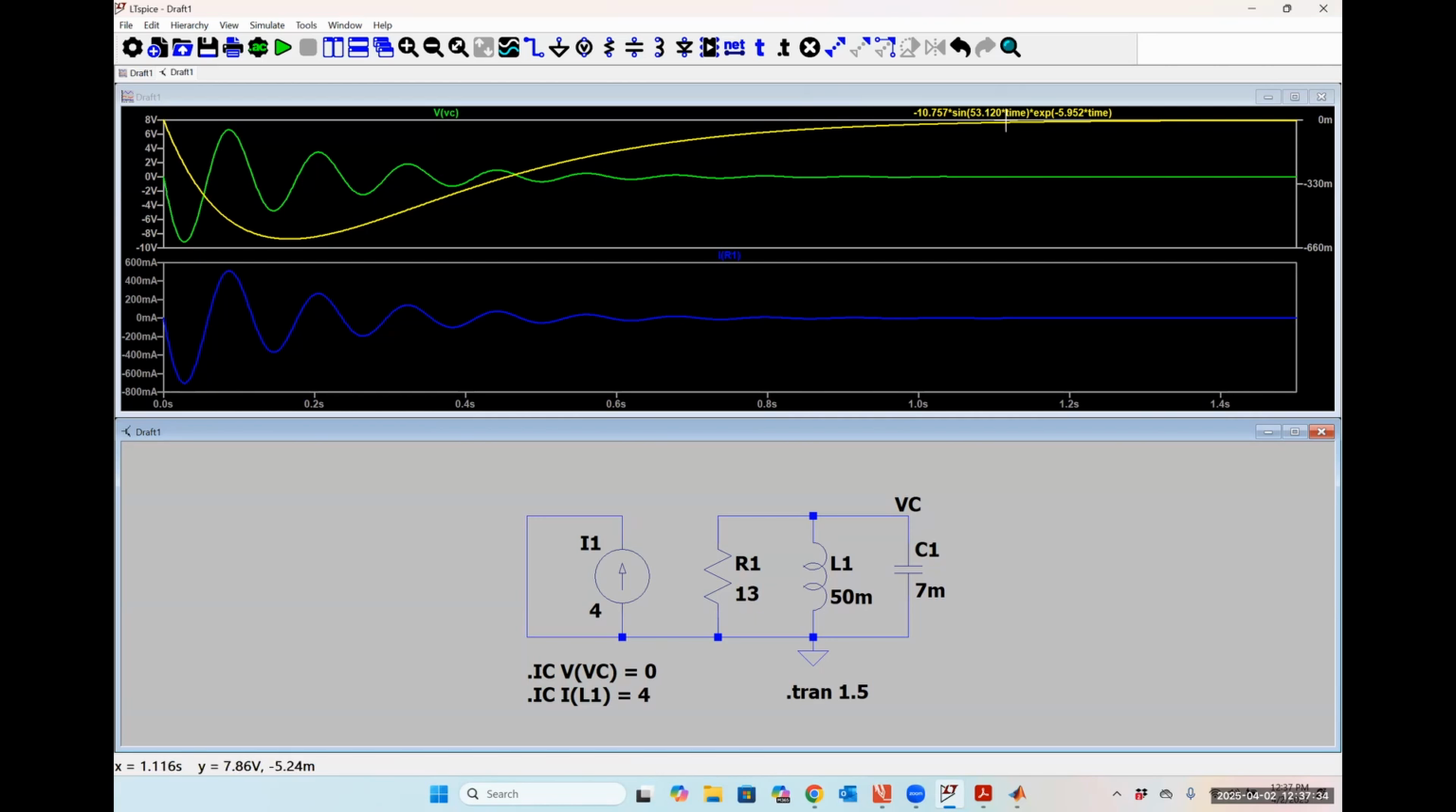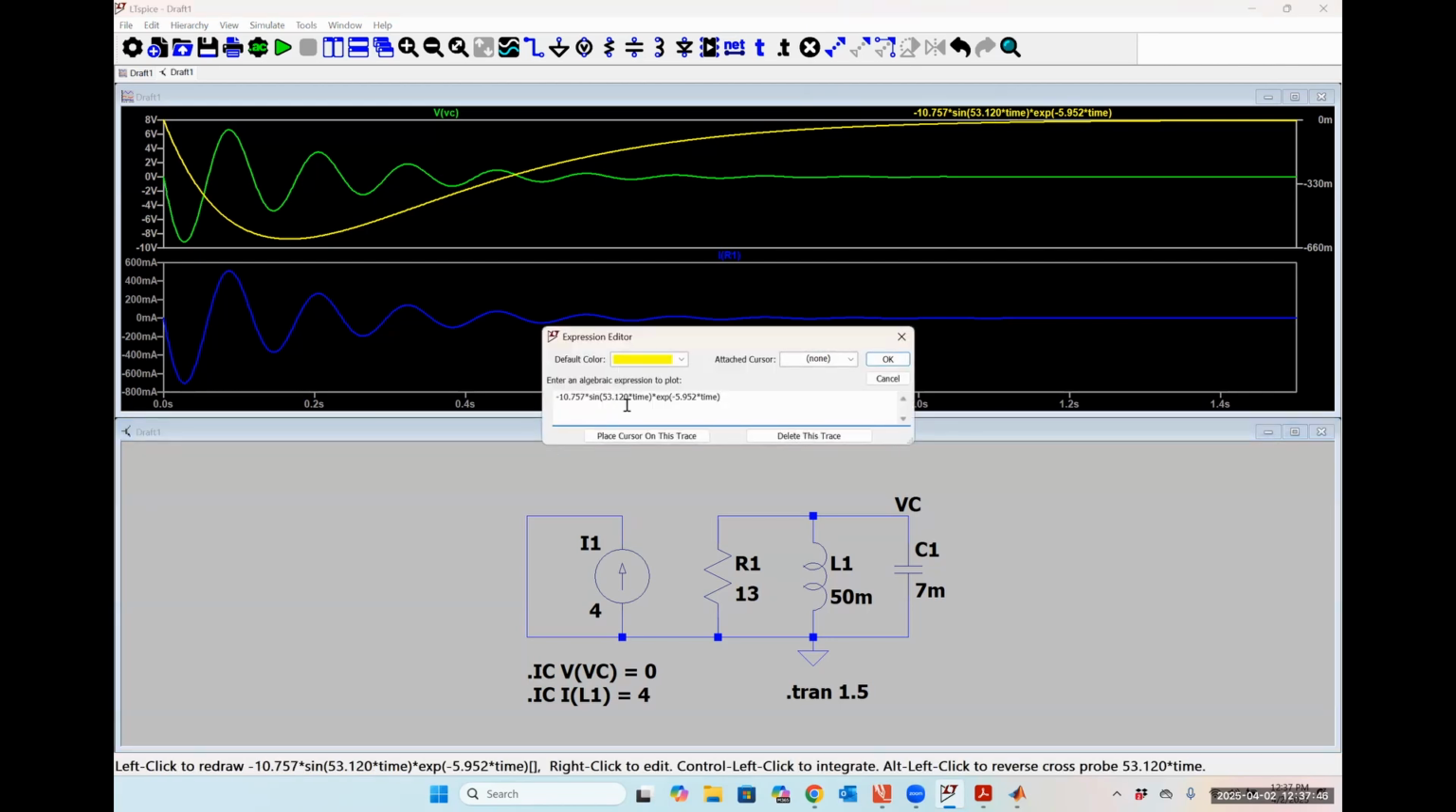53.120 is in radians per second, and by default, LTspice uses a linear frequency. So essentially, I just need to convert that angular frequency into a linear frequency, and I can do that by simply putting in a little conversion factor here that is just going to be 180 over pi, where pi is literally just the letters pi. And so when I put that conversion factor in, if we didn't make any mistakes, which we'll see, the yellow curve should now look like the green curve.